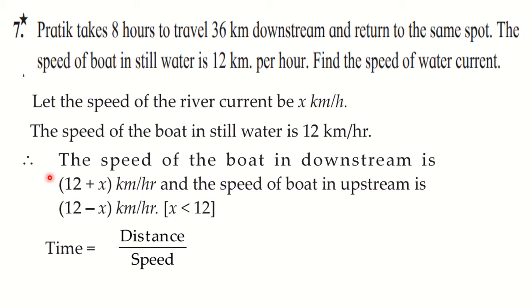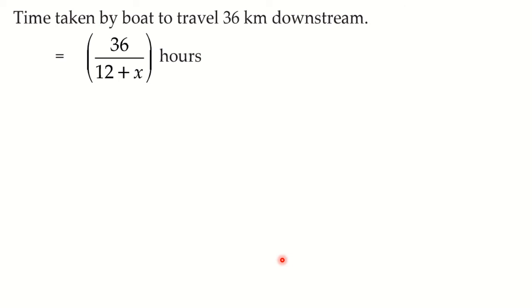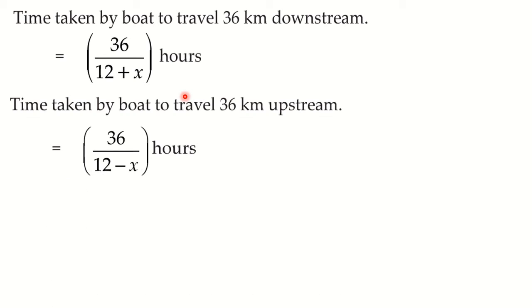and downstream the speed is 12 plus x. Similarly, for upstream the distance is constant but the speed is 12 minus x. So we can write down the time taken by the boat to travel 36 kilometers downstream as 36 upon 12 plus x hours. Similarly, for upstream we can write down 36 upon 12 minus x hours.